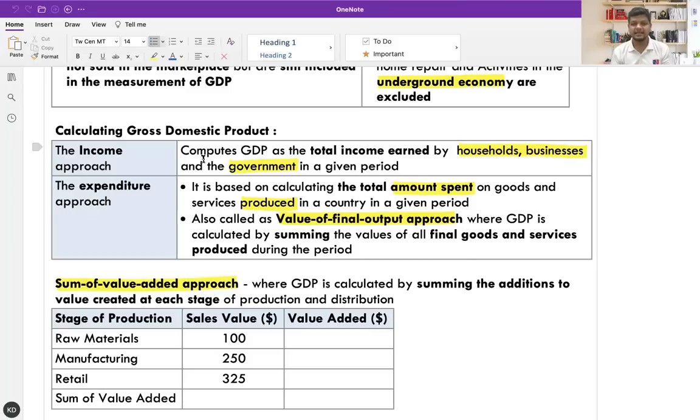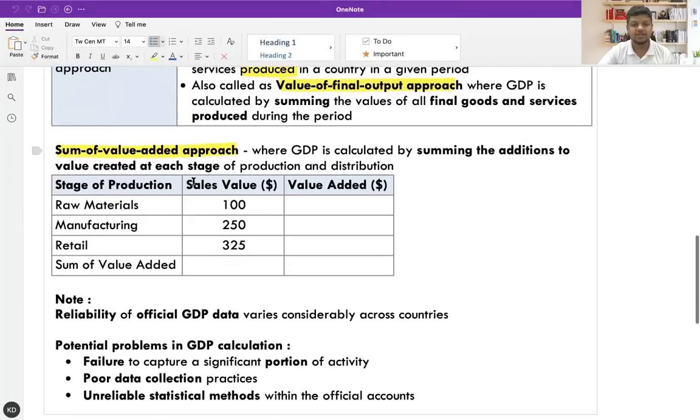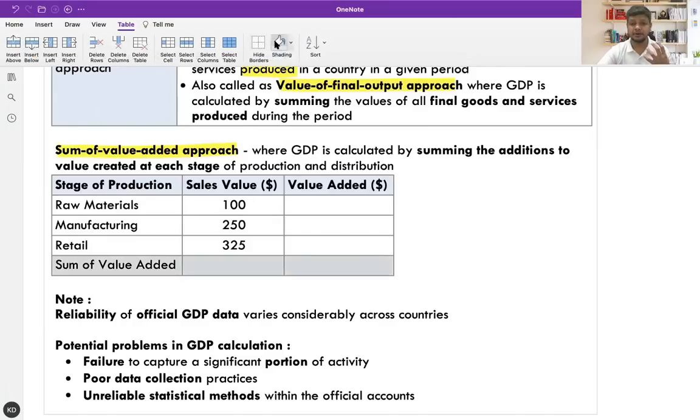For example, let's say the goods are being produced here. The stages of production are raw materials, manufacturing, and retail. That's the production level, right? First you take a raw material, then you do the manufacturing of it, and then you spend on the retail. The total price of the good is 325. From the raw material to the manufacturing part, its value goes from 100 to 250.